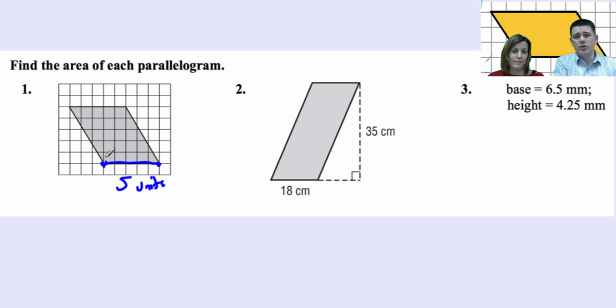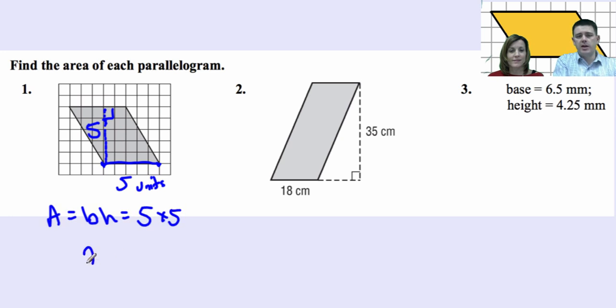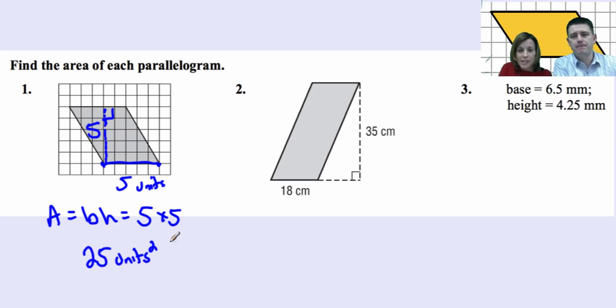The height goes straight up from the base 1, 2, 3, 4, 5 to the top. So it's also 5 units high. Area is equal to base times height, which is 5 times 5, which gives us an area of 25 units squared.